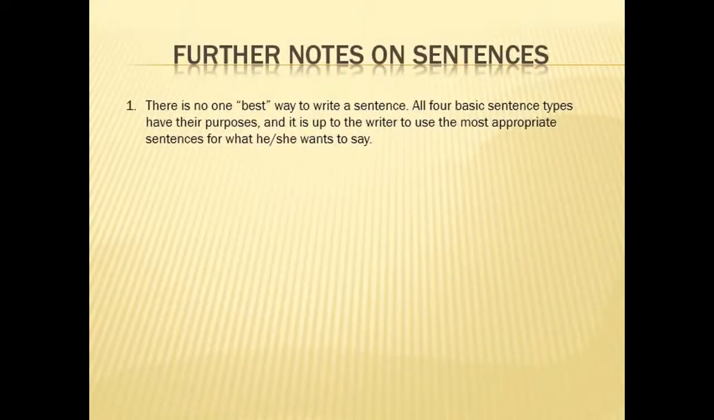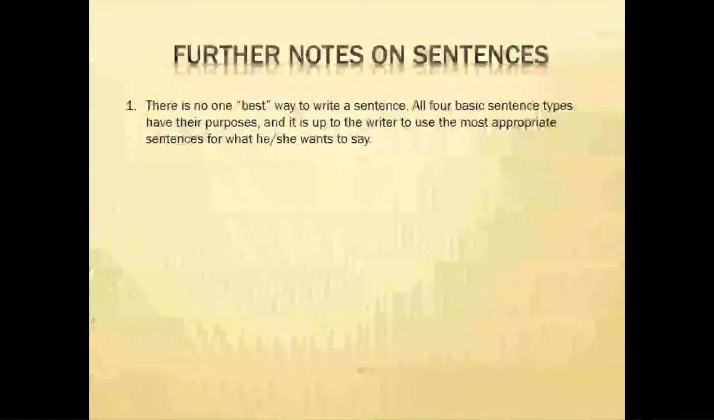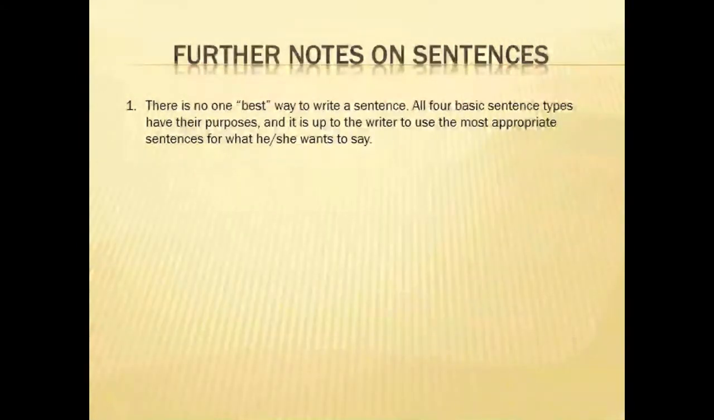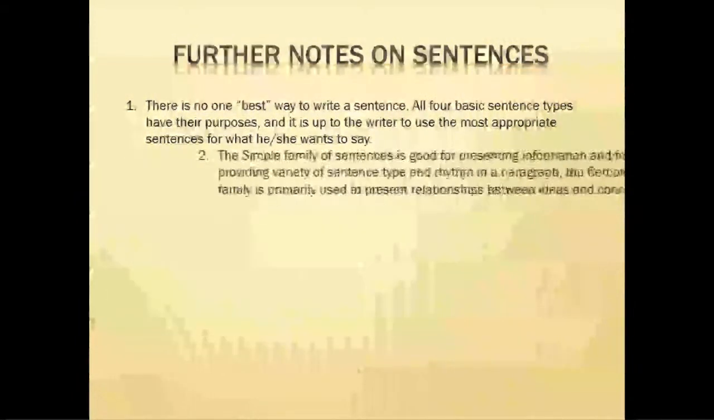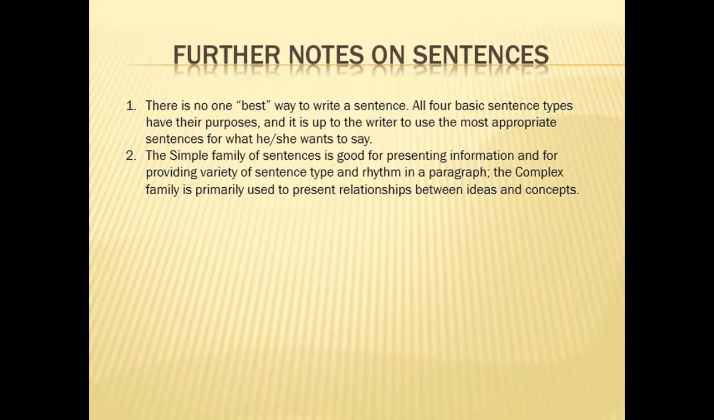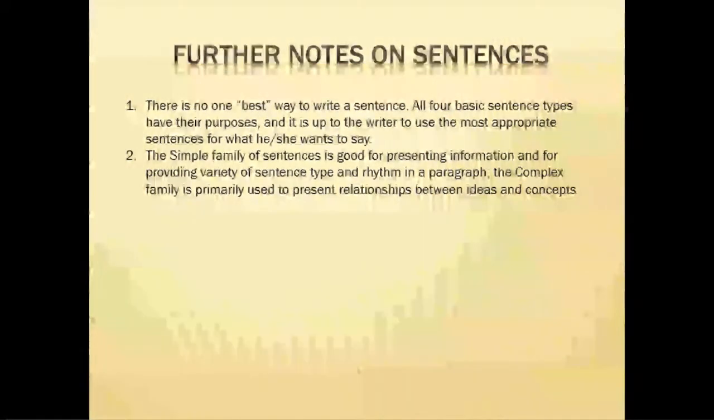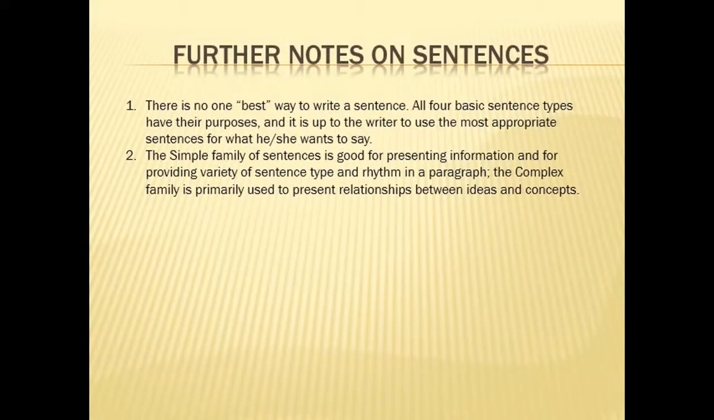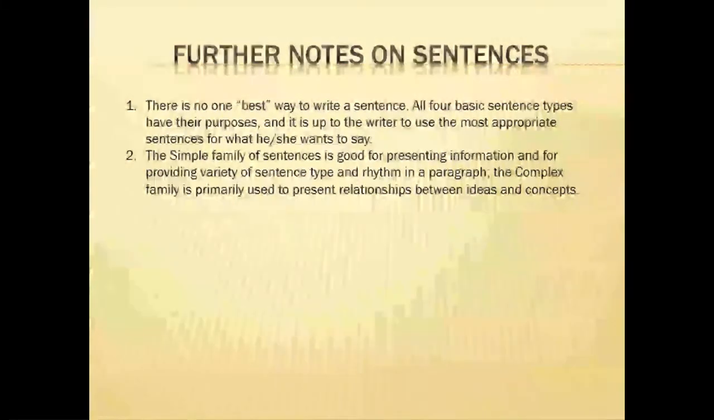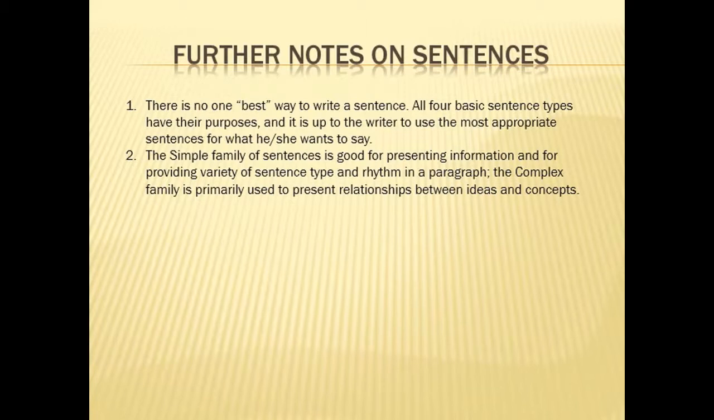Number one, there is no one best way to write a sentence. All 4 basic sentence types have their purposes, and it is up to the writer to use the most appropriate sentences for what he or she wants to say. The simple family of sentences is good for presenting information and for providing variety of sentence type and rhythm in a paragraph. The complex family is primarily used to present relationships between ideas and concepts.